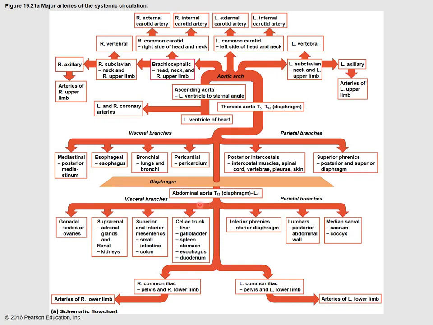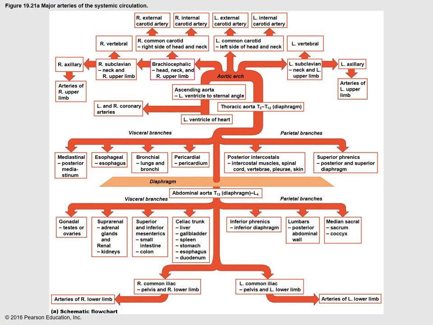and then it is going to pass through the diaphragm, and below that it's referred to as the abdominal aorta, where once again you're going to have the visceral branches and the parietal branches in the abdominal cavity. It then is going to extend down and finally branches forming the right common iliac artery and the left common iliac artery. Those are going to both service the lower pelvis area as well as the lower limbs.